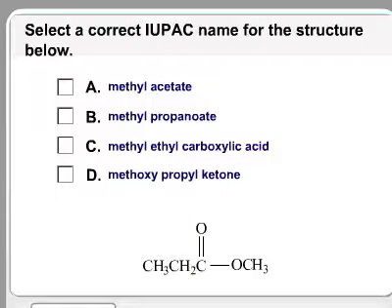All right, Esther. Is that what you said? Great. Remember, we start with the alkyl group next to the oxygen because that came from the alcohol. So methyl propanoate.